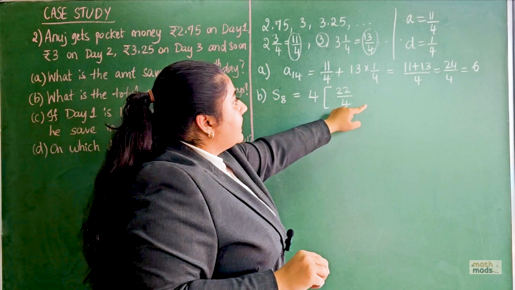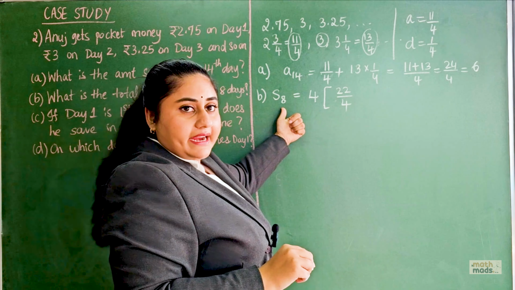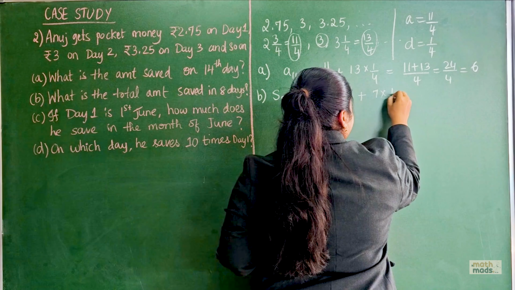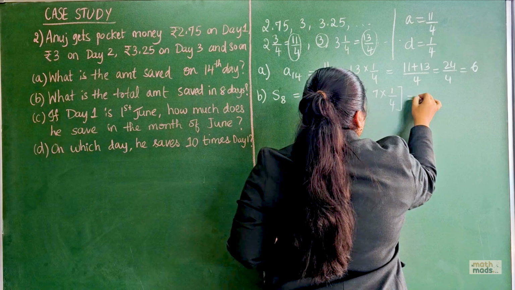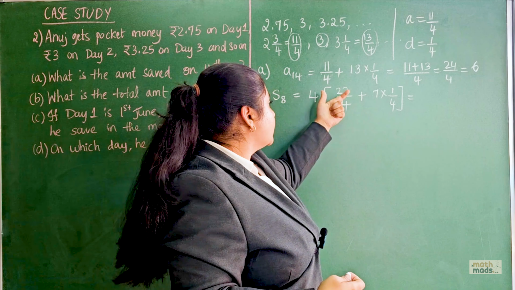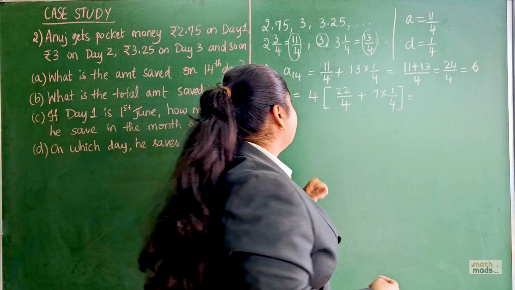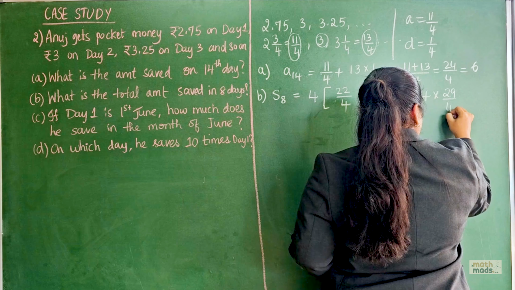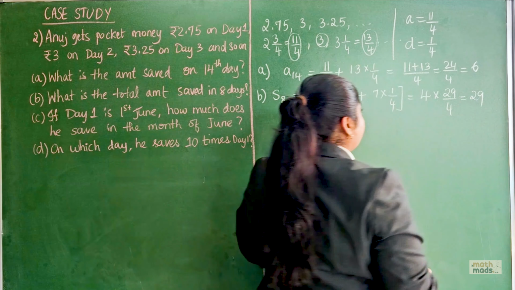Plus (n minus 1). Now we know n is 8, so n minus 1 will be 7, into d, that is 1/4. Now 7 into 1/4 is nothing but 7/4. So 22/4 plus 7/4 will give me 29/4. So 4 into 29/4 is going to give me 29 rupees.